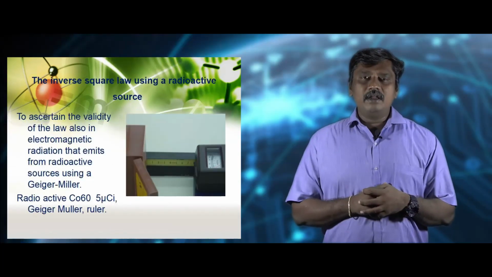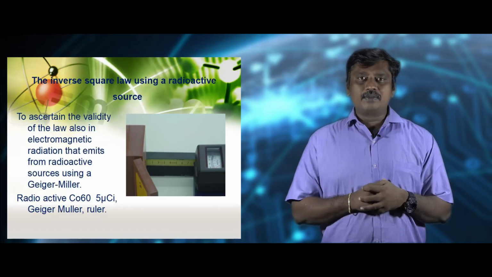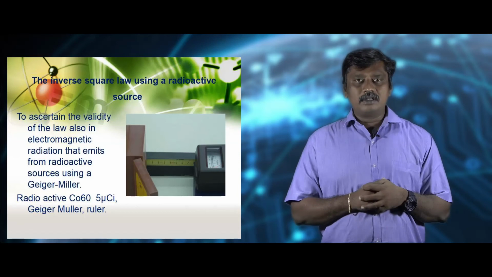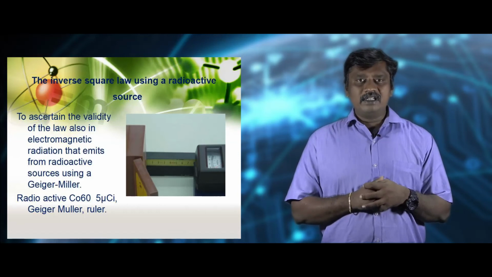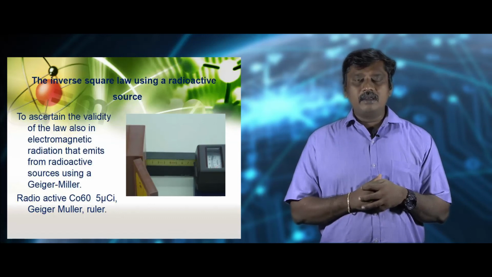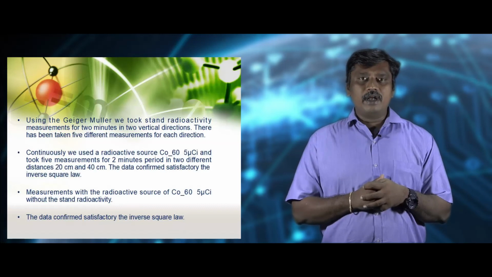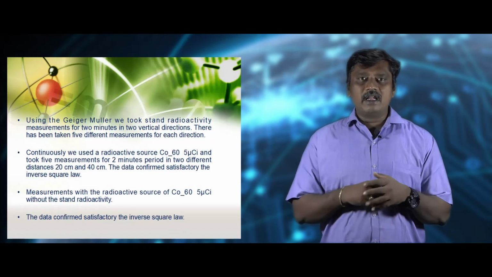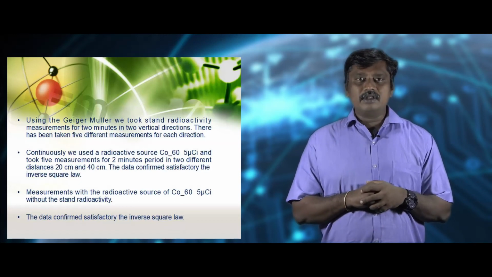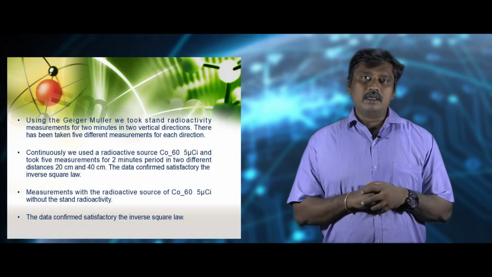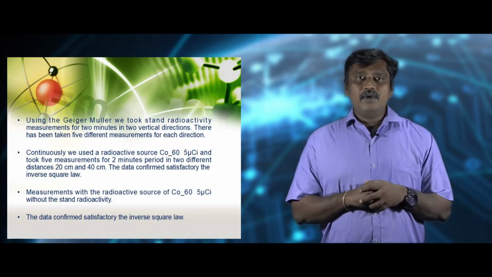To ascertain the validity of this inverse square law, let us do an experiment with a radioactive source. Consider the radioactive source cobalt-60 and a GM counter, Geiger-Muller counter. In the Geiger-Muller counter, at the base we can keep the radioactive source, and we can measure the radiation coming out from the radioactive source in two different directions, horizontal as well as vertical, with 5 different measurements with a time interval of 2 minutes. Let us do that. If we do that, then we can plot the graph.